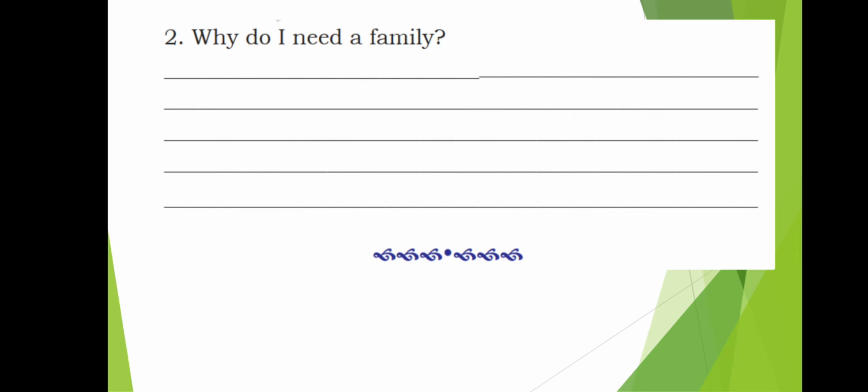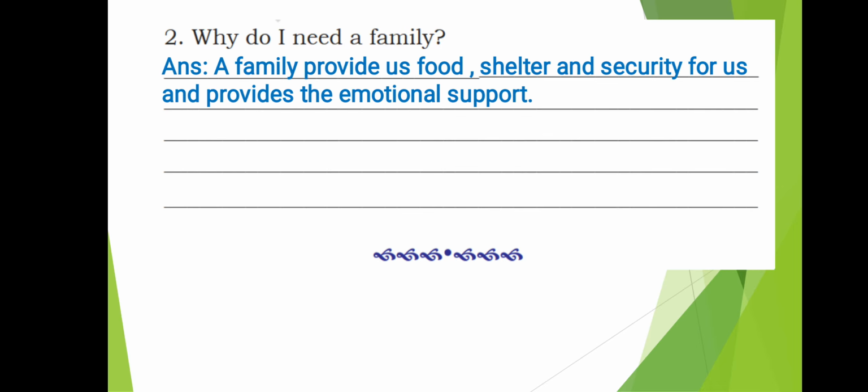Next, second question. Why do I need a family? For what reason do I need it? The answer is, a family provides us food, shelter, and security, and provides emotional support. Because of this reason, we need a family. So these are the exercises of chapter 2, family.